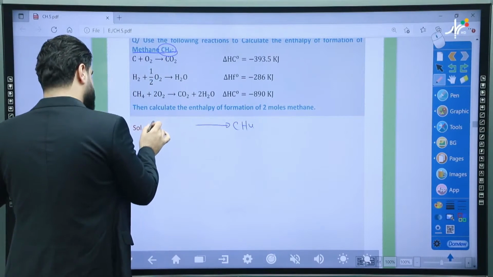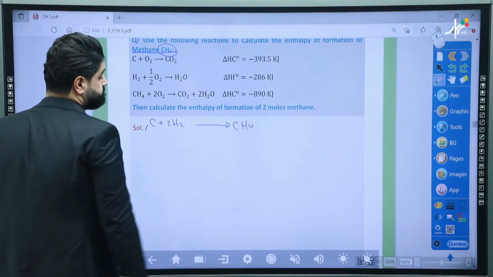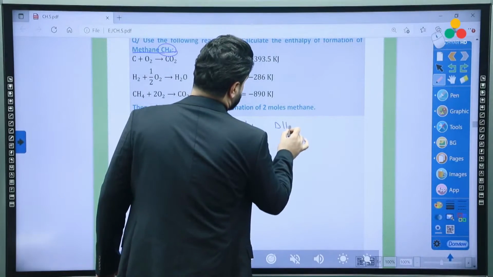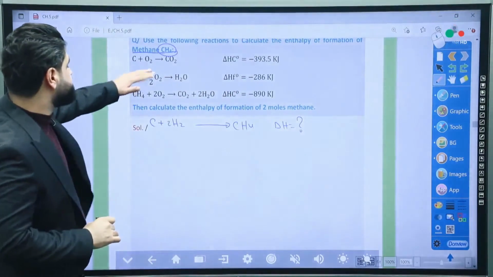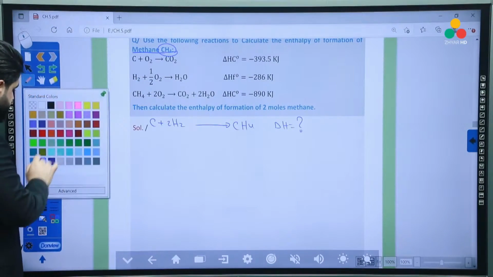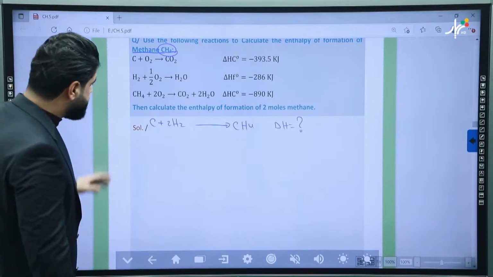Okay, it contains 1 carbon plus 2 hydrogen molecules. Good. So first step, we have to get delta H. And we have these reactions. Look, I'll show you in a very simple way. Anyone can understand this.